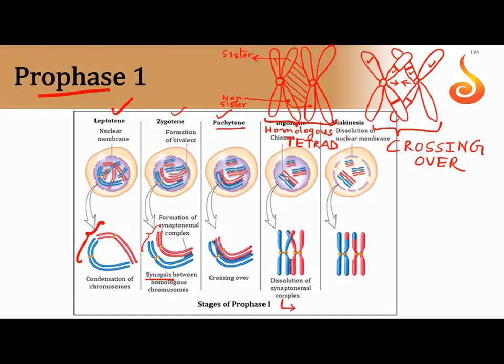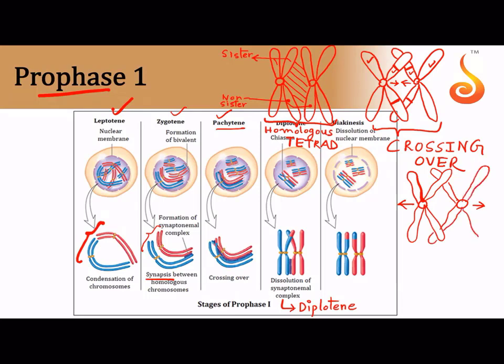Now in diplotene, the fourth phase in prophase 1, the chromosomes will start moving away from each other. When they start moving away, you can prominently see the points where crossing over took place. They become more and more prominent. These X-shaped structures where crossing over took place are referred to as chiasmata. You can see here these bandage-like structures represent the points where crossing over took place.